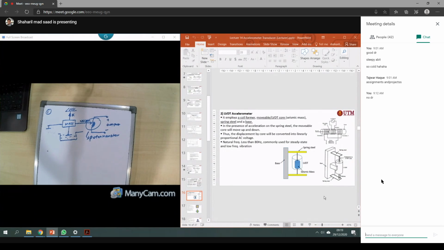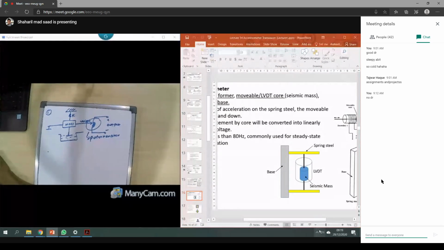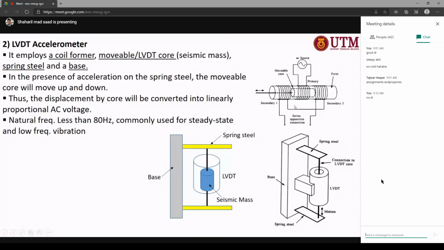And then the second type is the linear variable differential transformer accelerometer. This type of accelerometer also has the seismic mass. So I just draw a simple one. It has two coils here, the primary and also the secondary. Actually, the basic thing is two coils here, primary and secondary. And inside this one, we call it the former, or the hollow. So you will have the movable core, which we call the seismic mass.